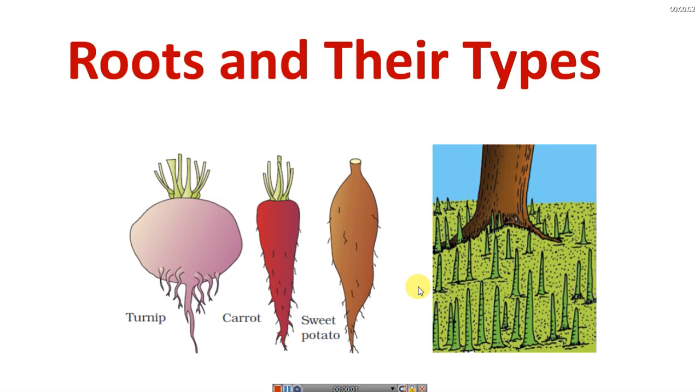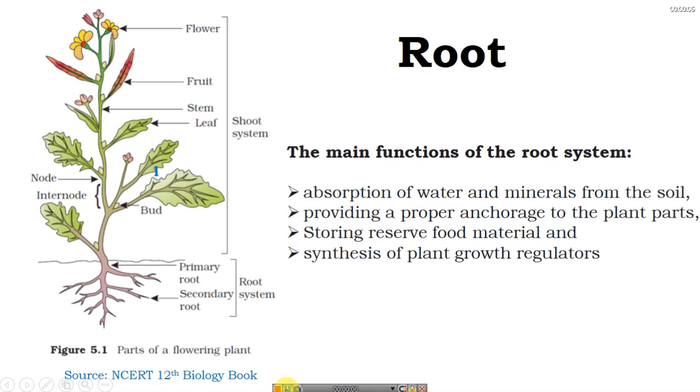Today we are going to know about roots and their types. Root is the underground part of plants, and roots compose the root system along with different types of branches.